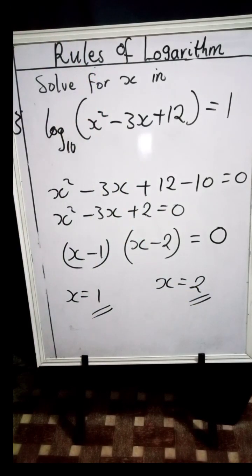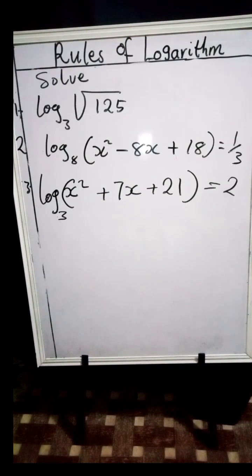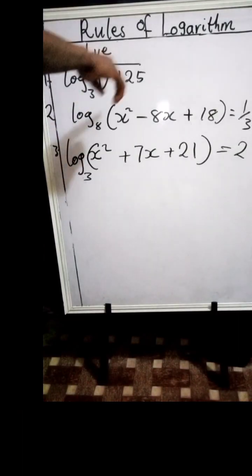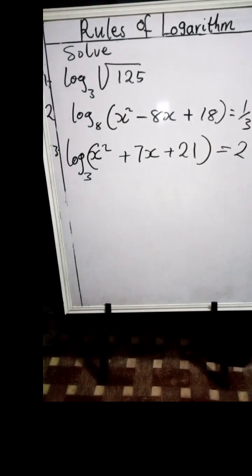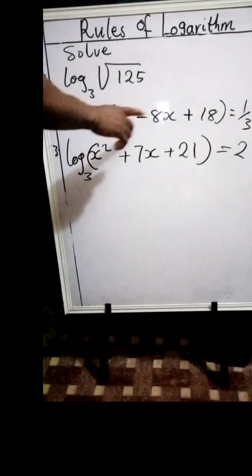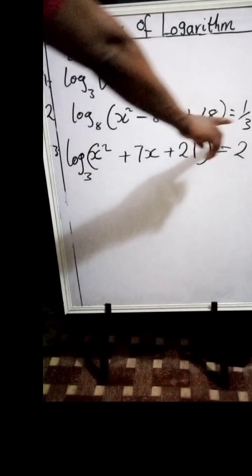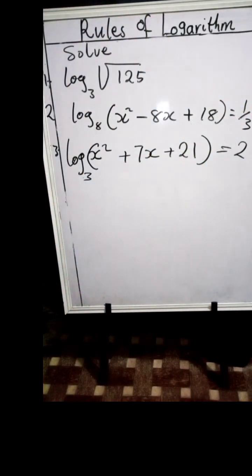I hope that is understandable. So you have to do this one now and hand in. Question number 1. Log √125 base 3. 2. Log (x squared minus 8x plus 18) base 8 is equal to 1/3. 3. Log (x squared plus 7x plus 21) base 3 is equal to 2.